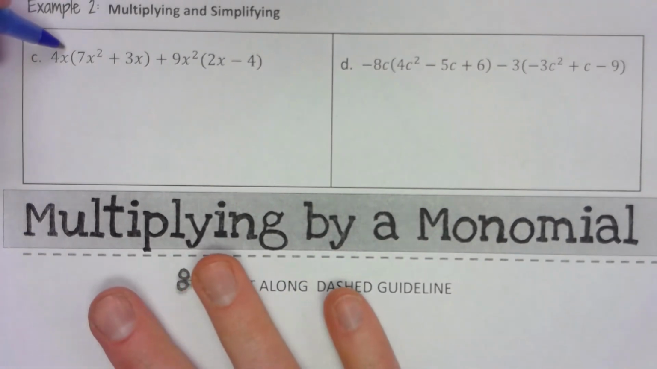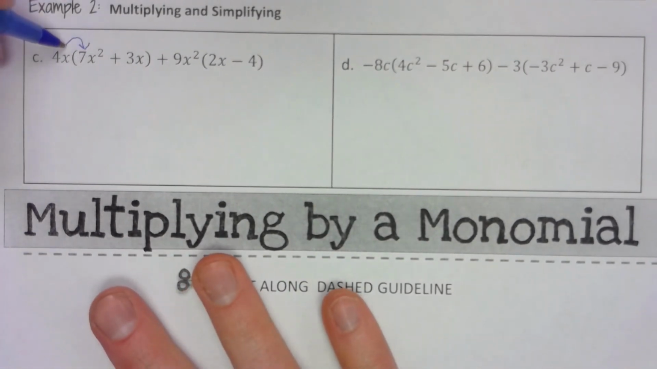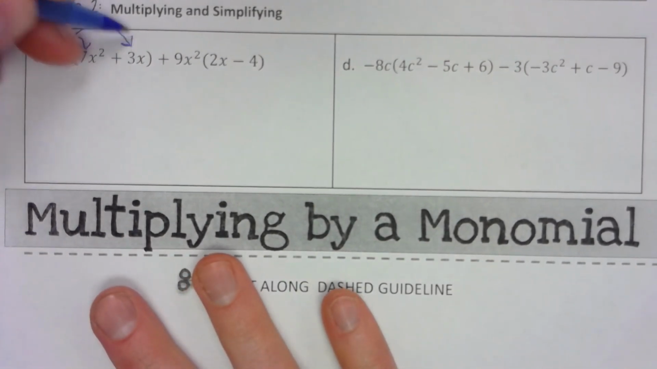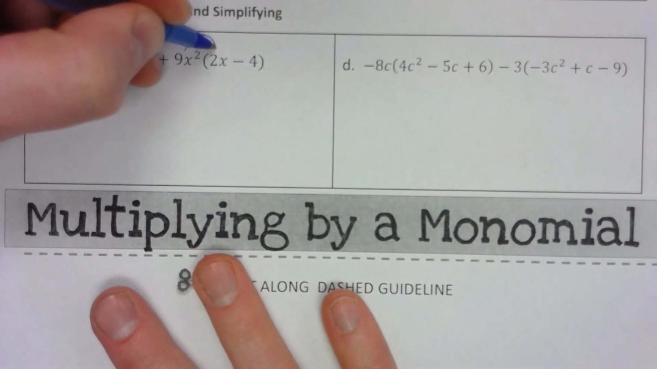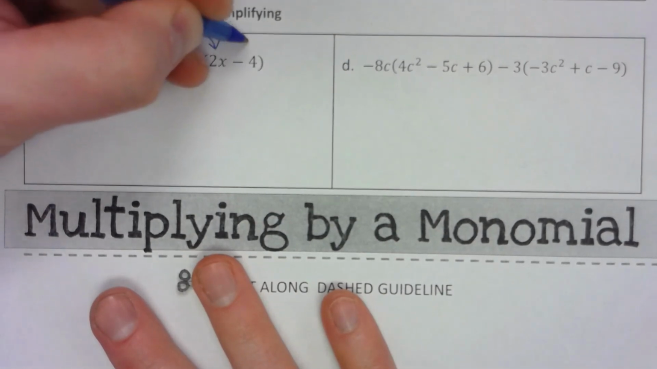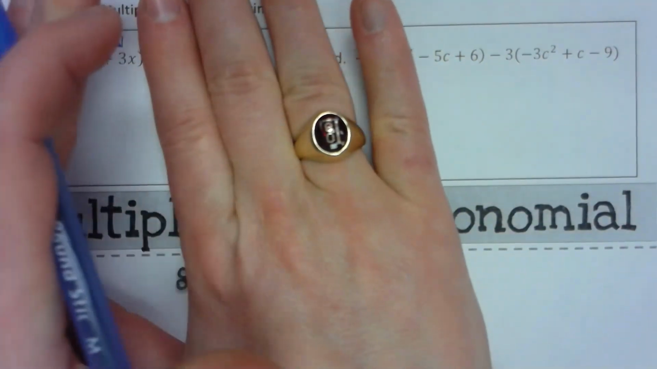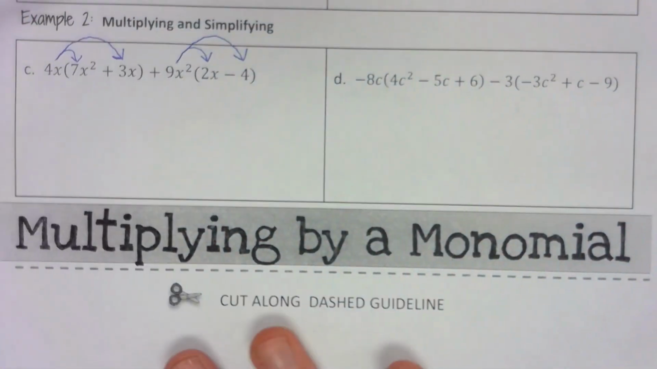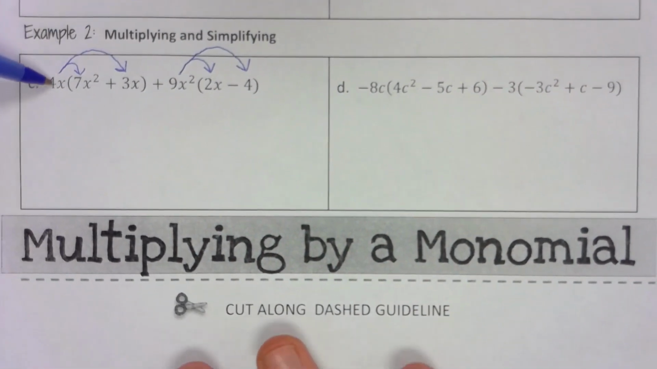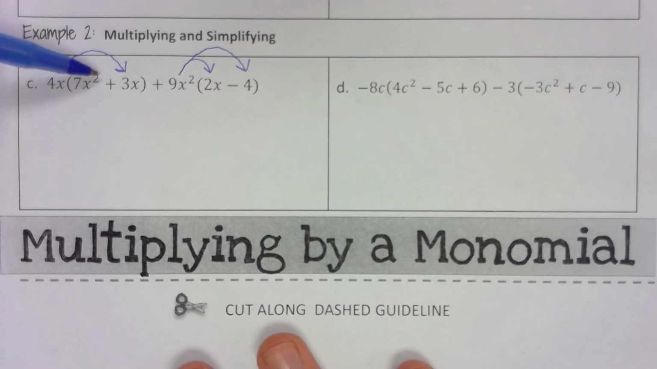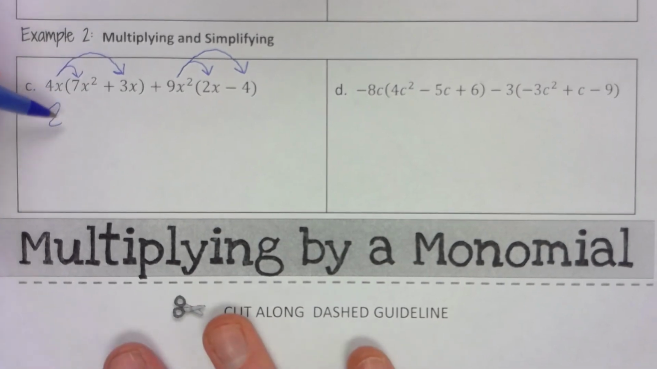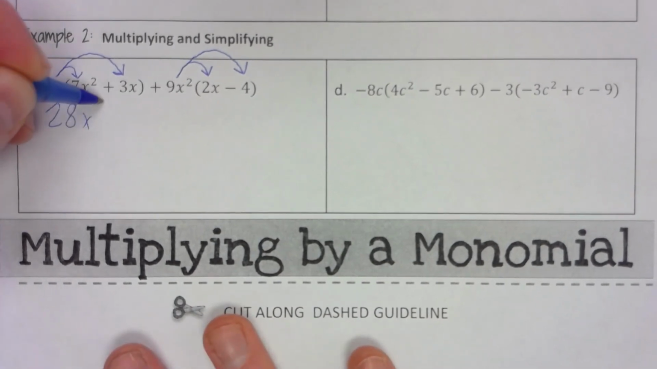I see this idea right here. And then I pick up with a new idea over here. So basically, we're doing the distributive property twice. You can think about it as two problems to start us off here. I've got 4x times 7x squared. Well, that's 28x to the third.